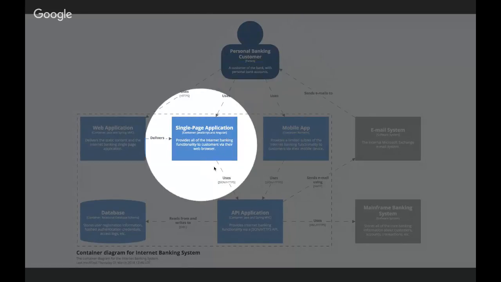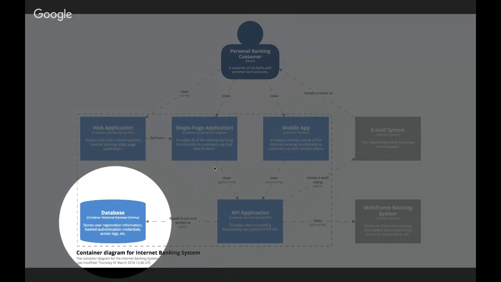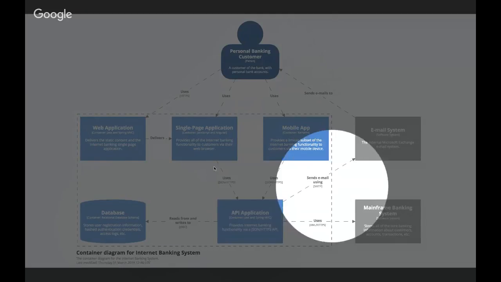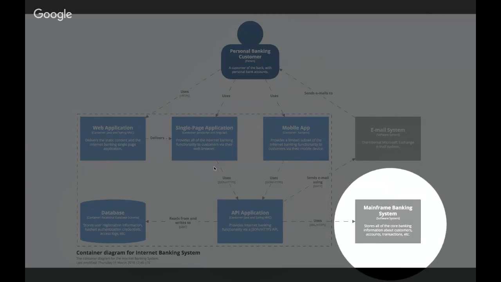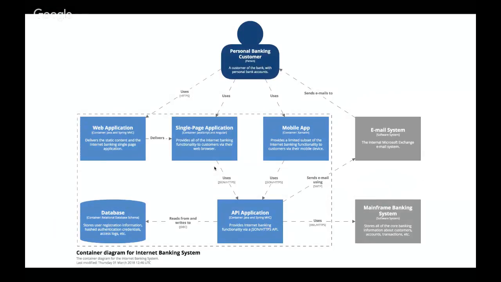And both the single page app and the mobile app, maybe they use a backend server-side API application, through a kind of JSON over HTTPS API. That itself uses a database, so maybe we store all of the user registration information in a database like Oracle or MySQL. The API application then maybe makes calls to the mainframe banking system to go get information about accounts, make payments, and then it's using the email system as well. So again, a slightly more complex container diagram showing responsibilities, technologies, and that sort of thing.